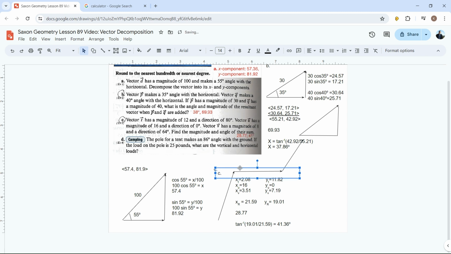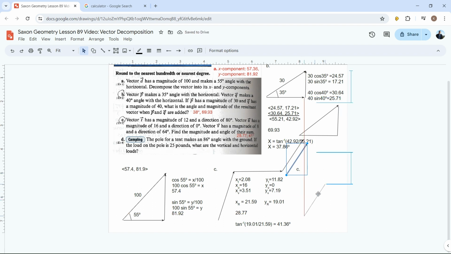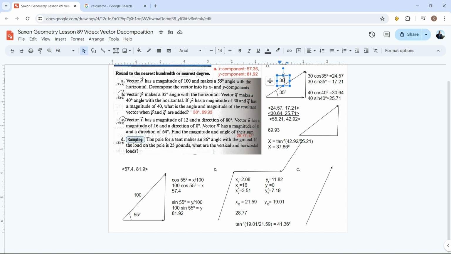Letter D actually is just two components of a single vector resultant. It says that a pole for a tent makes an 86-degree angle with the ground. If the load on the pole is 25 pounds, what are the vertical and horizontal loads? All right, so let's just take this guy here. This is almost a vertical vector. I'm going to exaggerate the angle of this vector just to make it fit here. And we know that the load on this vector is 25 pounds.